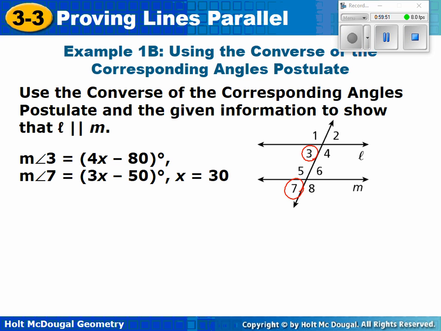Measure of angle 3 equals 4 times 30 minus 80. And then measure of angle 7 equals 3 times 30 minus 50. I'm going to go ahead and substitute it in all at the same time. Is that okay? Just making sure I'm not going too fast.